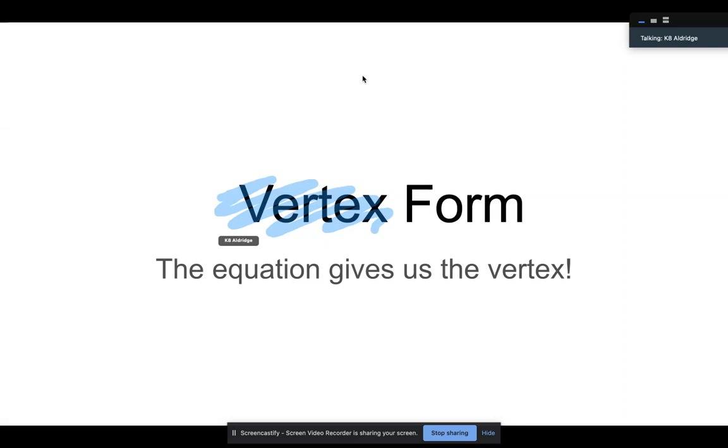You are going to need to take notes on the vertex form on paper, and you're going to have to answer the questions on the Edpuzzle. Well, you're right. This equation gives us the vertex form, and that's the vertex, and that's why it's awesome. We love it for that reason. Well, let's go ahead and look at that.